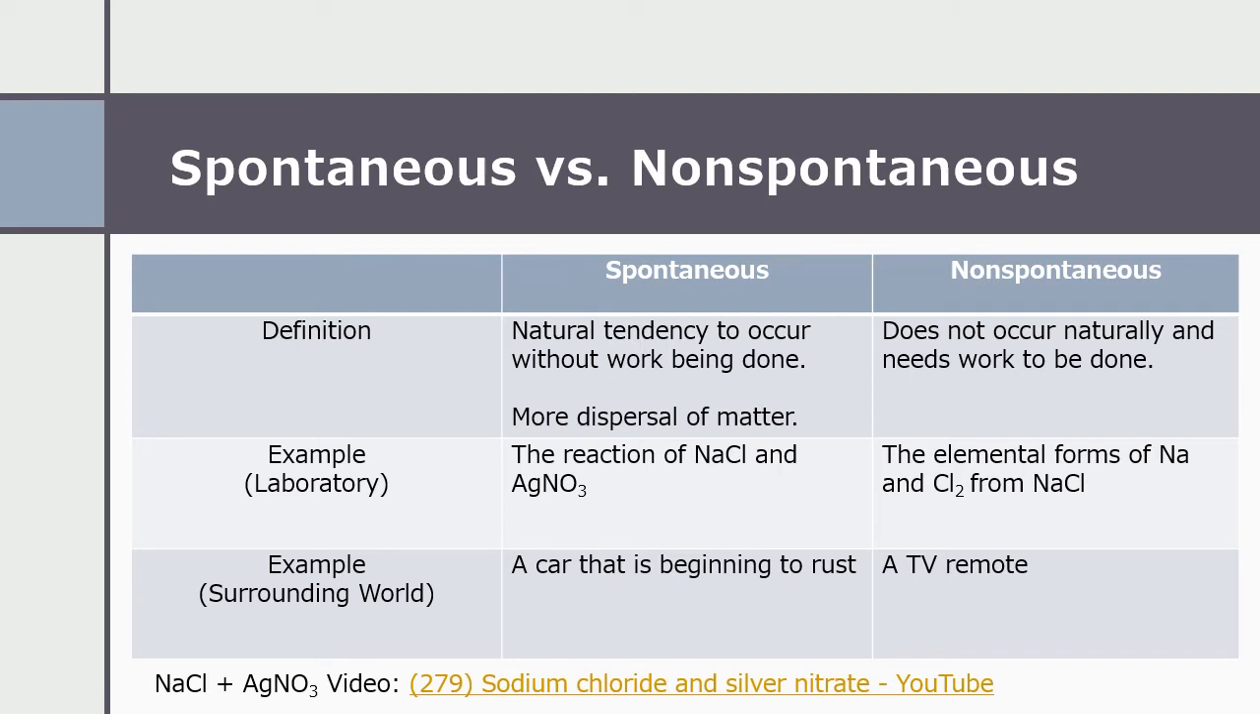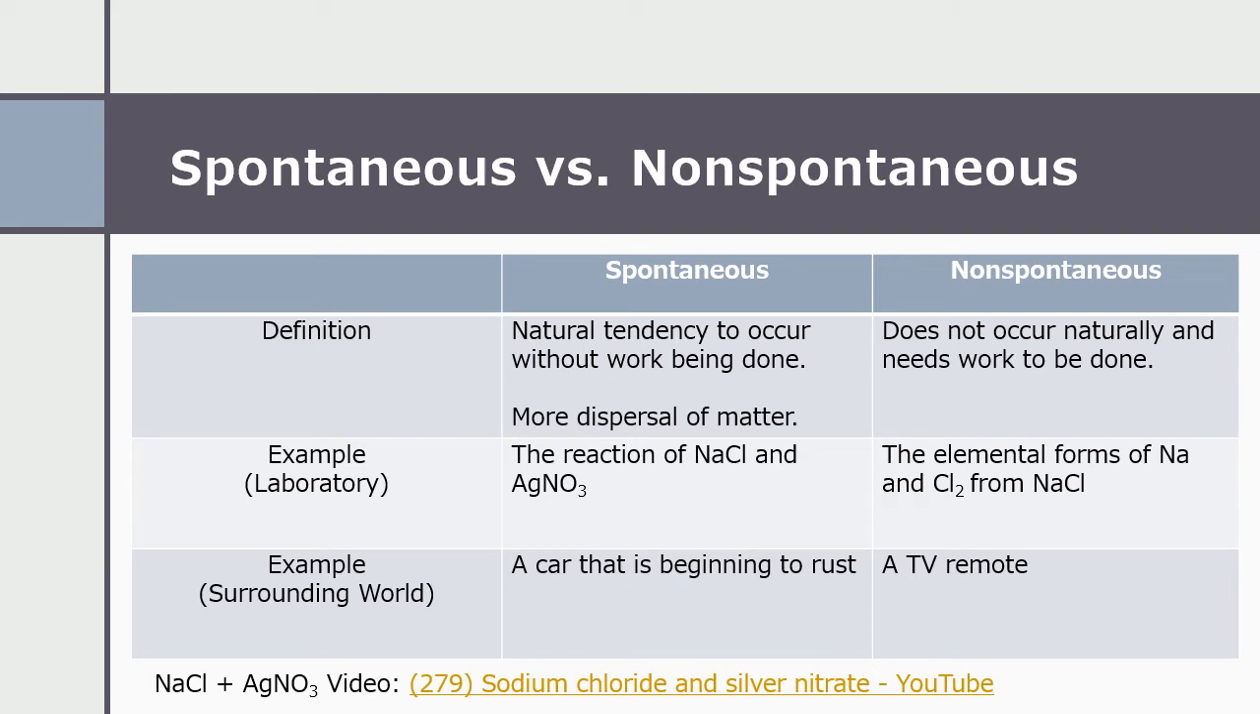An example of a spontaneous reaction within a laboratory is the reaction of sodium chloride and silver nitrate. With this reaction, when the two substances are mixed together, a precipitate automatically forms without any outside force of heat. I have attached a video at the bottom visually showing students how this reaction is performed, so they can see that the reaction is spontaneous with no heat added to it.